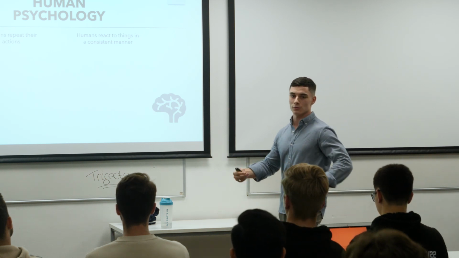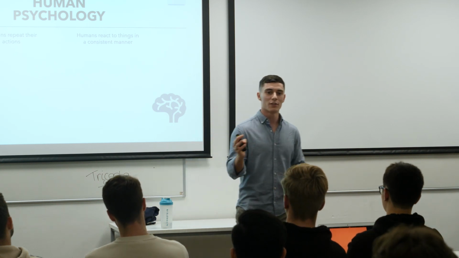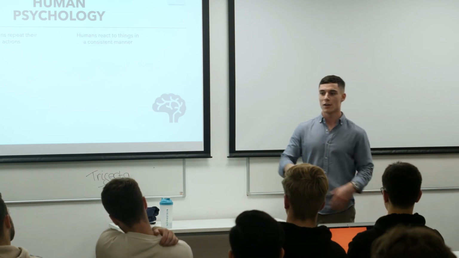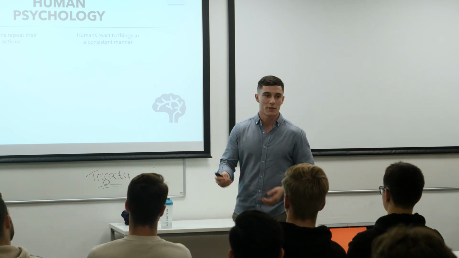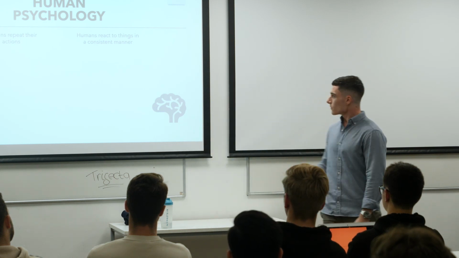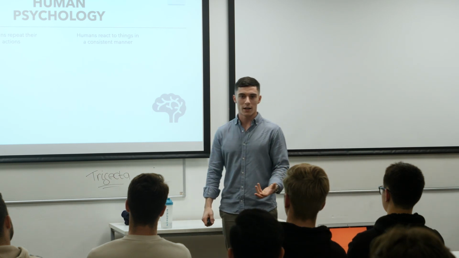Humans, what do humans do? They react to things in a relatively consistent manner, right? I'm sure you can think of a number of examples: road rage, people who cry at movies, all that kind of stuff. Everybody's got that aunt or something like that. It's super predictable. Chuck something on TV, she's going to be crying by the end of it, right? So people react to things in a consistent manner, and humans repeat their actions as well, right?